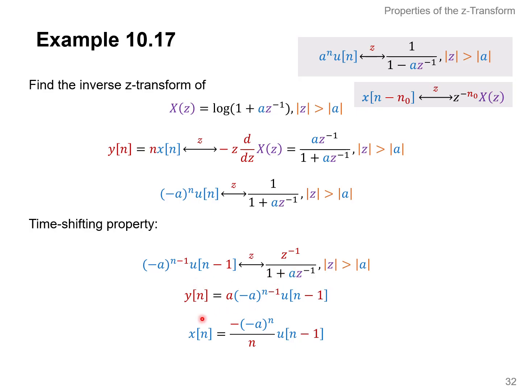Now we combine the results. The final time domain signal y of n is a times minus a to the power n minus 1 multiplied by the unit step at n minus 1. So finally, we divide by n to recover x of n. This gives the inverse z transform result. This example shows how differentiation and time shifting help invert a logarithmic z transform.